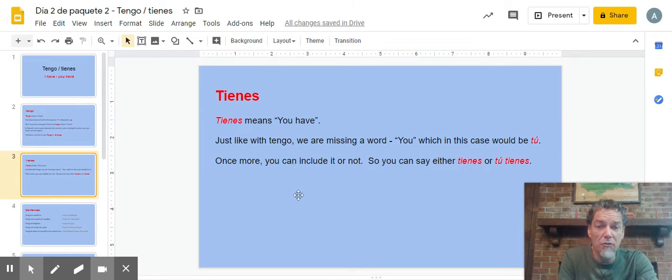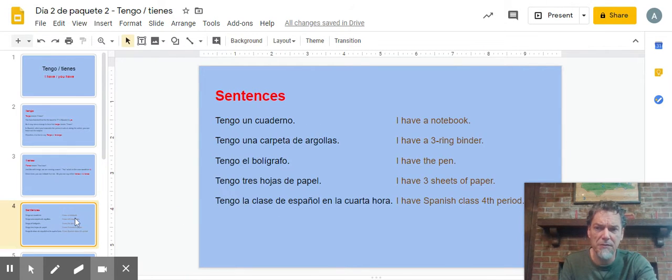Tienes means you have. Once more, just like with tengo, it includes the word you. In this case, we're talking about tú. Remember, there's either tú or usted. But here we're talking about tú. We're saying you have, tienes. You can put the tú in there, but because the word is tienes, we already know it's talking about tú. So you can say tienes for you have, or you can say tú tienes. Either one is fine. But what we're going to be using right now is just tengo and tienes.